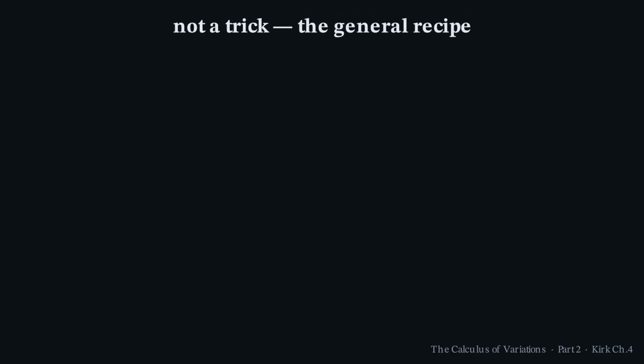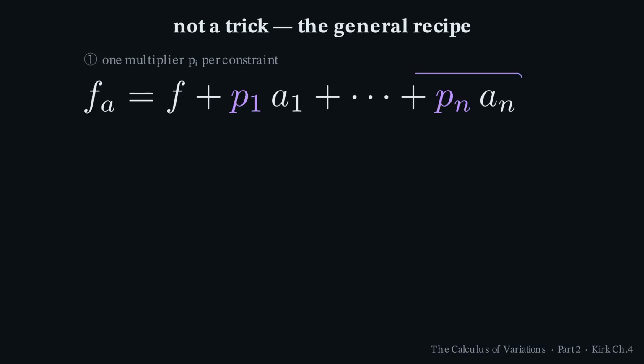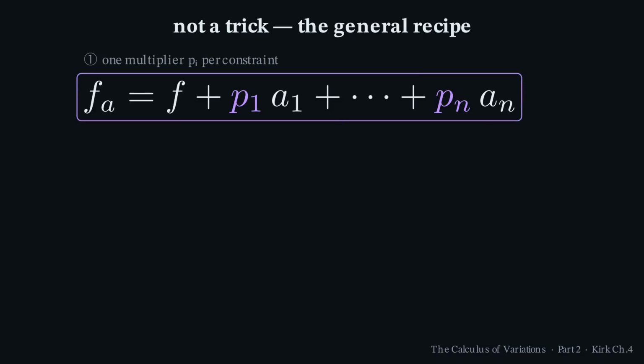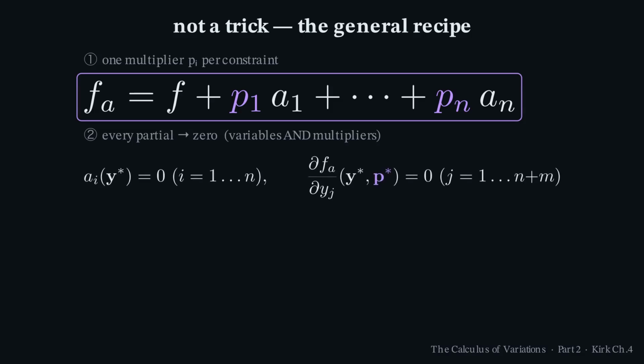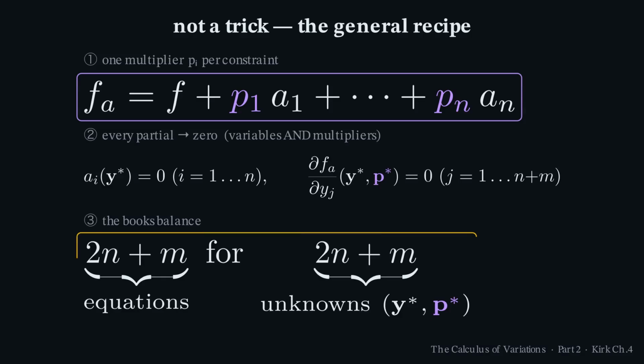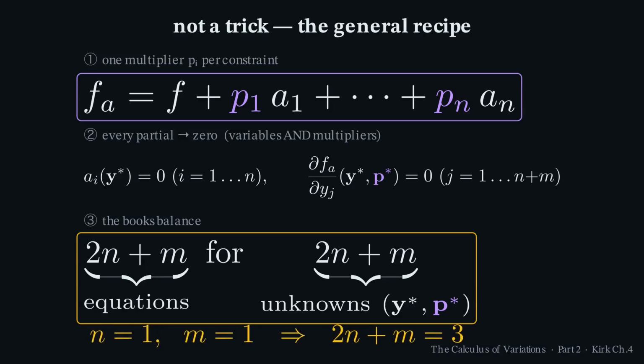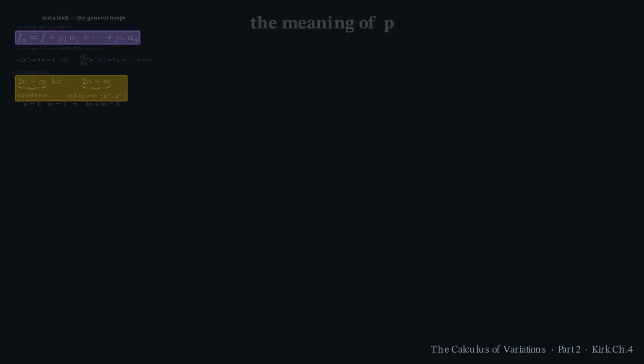That wasn't a one-off trick, it's the general recipe. You just watched 3 equations close around 3 unknowns. Write it in general to extremize a function of n plus m variables under n constraints. Form fa, your function, plus a multiplier pi times each constraint, and set the partial with respect to every variable and every multiplier to 0. The bookkeeping always balances. 2n plus m equations in 2n plus m unknowns. In our warm-up, n was 1 and m was 1. So 2n plus m is 3, exactly the 3 we just solved.